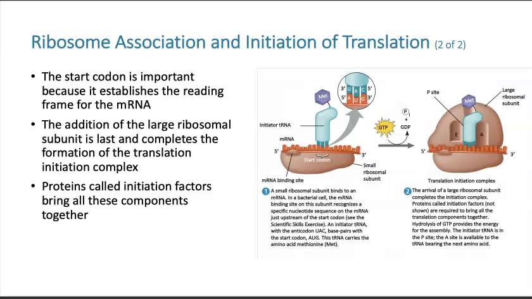The addition of that large ribosomal subunit is the last thing that happens, and then we have these things called initiation factors. And initiation factors are just described, and they're not even pictured here, but it brings everything together. Notice that GTP is our energy source that is going to be used throughout the protein building process.